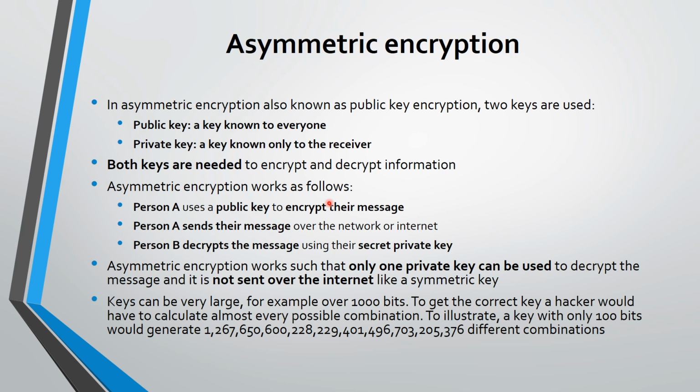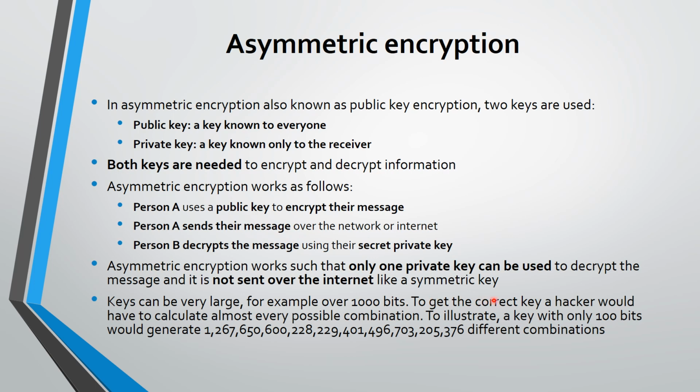Party A uses the public key to encrypt their message. Party A sends their message over the network or internet. Party B decrypts the message using their secret private key. In asymmetric encryption, only the private key can be used to decrypt the message, and it is not sent over the internet like the symmetric key.